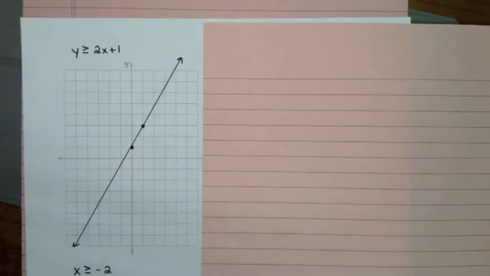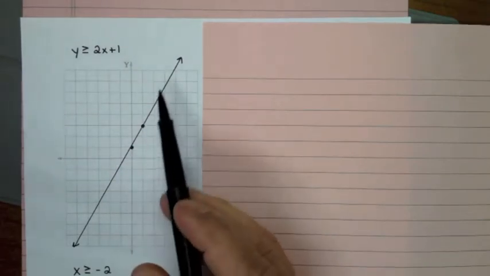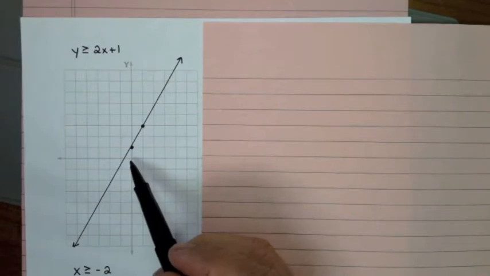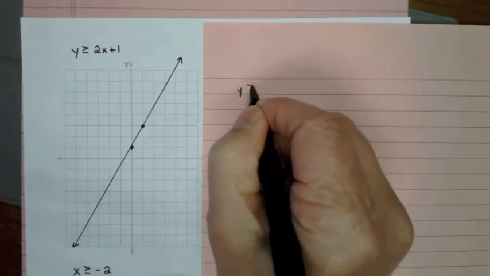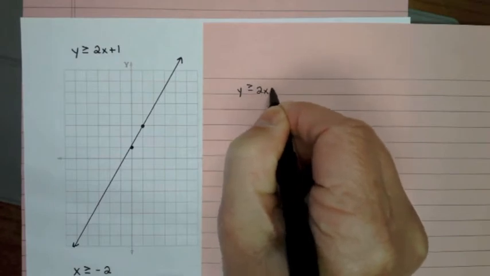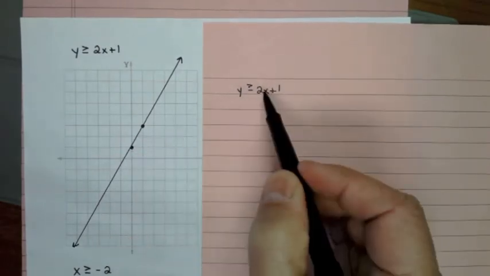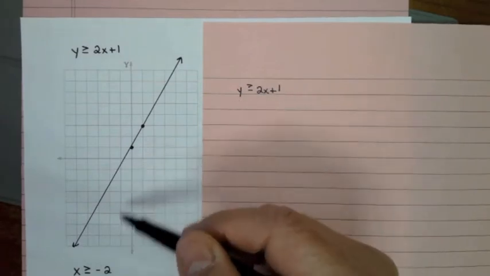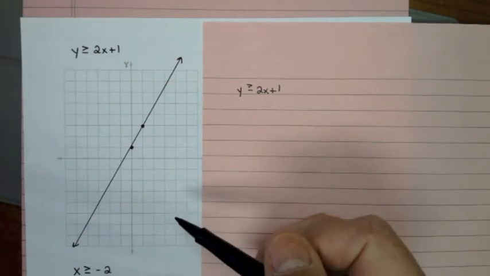Next, we need to determine where we're going to shade. A good point to use, because we need a test point, is always 0, 0. If it's not on the line, use 0, 0 as a test point. So that's what we're going to do. We're going to use that point. If the point works in this inequality, then I shade on that side. If it doesn't work, then I shade on the opposite side.